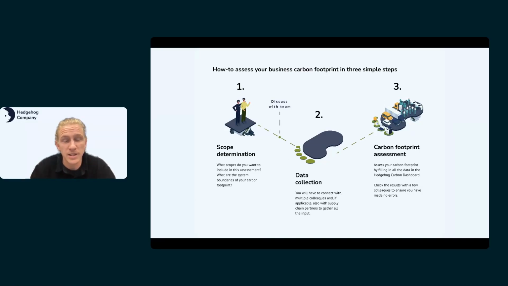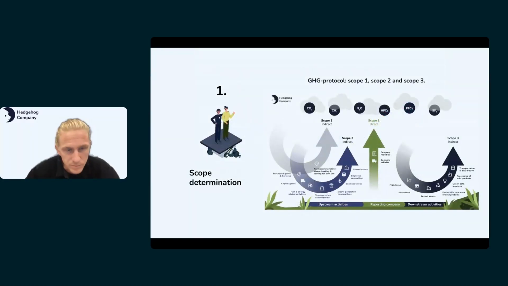Starting with step 1, the determination of the scope of your study. This is really answering the question, what is the system of analysis that I'm going to base my carbon footprint upon? What sources am I going to include? What sources am I going to exclude? These sources, as mentioned in the theoretical part, are adopted from the Greenhouse Gas Protocol. So again, you can see the figure on the right. Basically in this step, you go through all these listed categories and decide whether to take them into account in your assessment, yes or no.